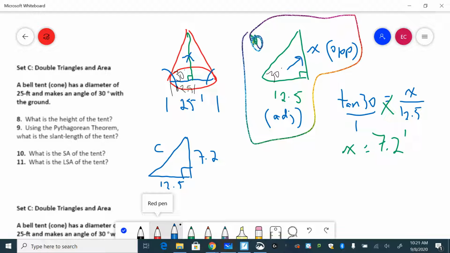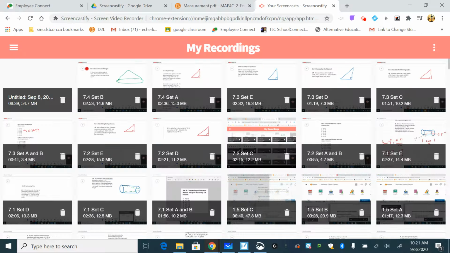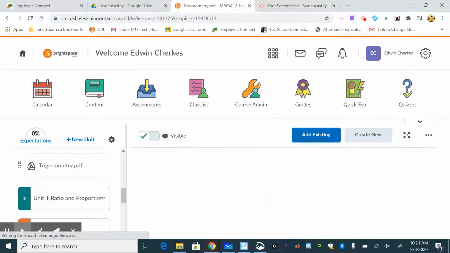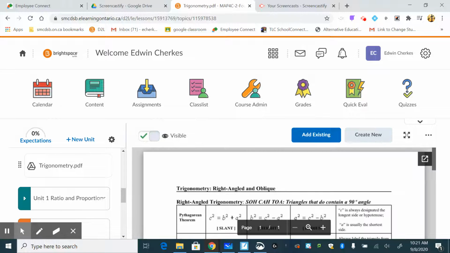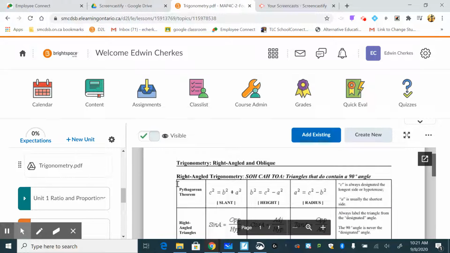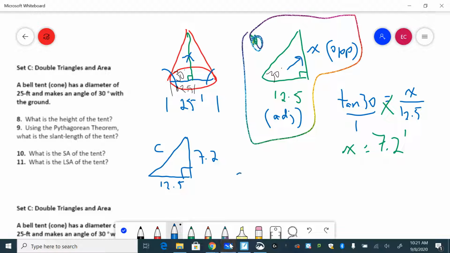So if you don't remember the Pythagorean theorem formula, you're going to go to your formula package, and you're going to go to trig. So if I go to trig in the formula package, you can see right here, it says Pythagorean theorem, and if you're solving for the slant length, it's this formula right here. c squared equals b squared plus a squared. So that's what you're going to use. So I'm going to rewrite that. So c squared equals a squared plus b squared.